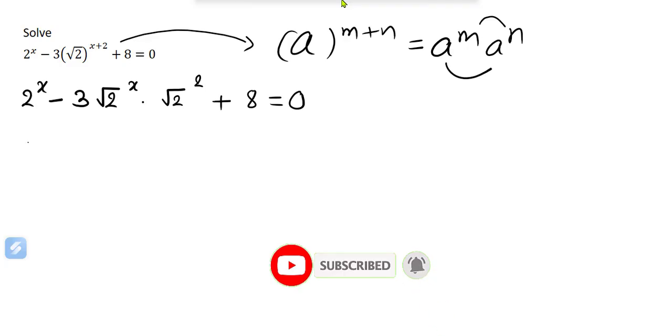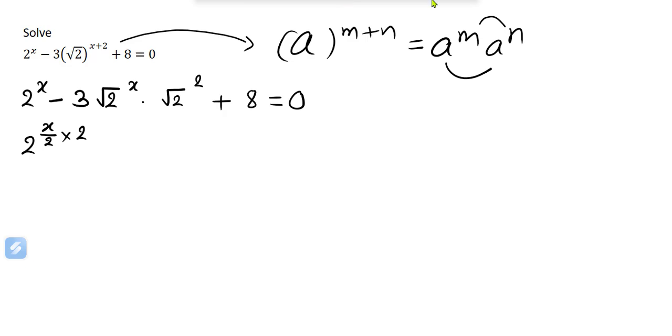Now we can write the power of x in this way. If this is divided by 2, simply you multiply by 2. Now we are doing all this process so that the first term can be changed in the form of x squared.